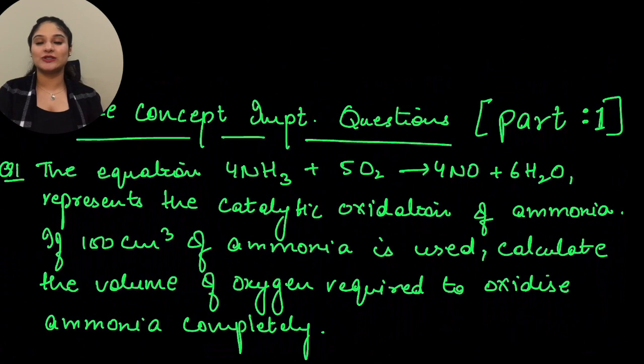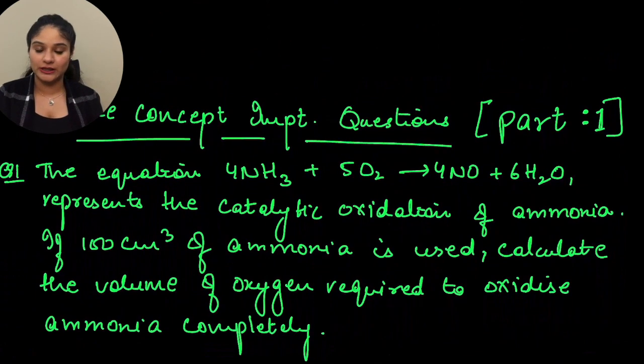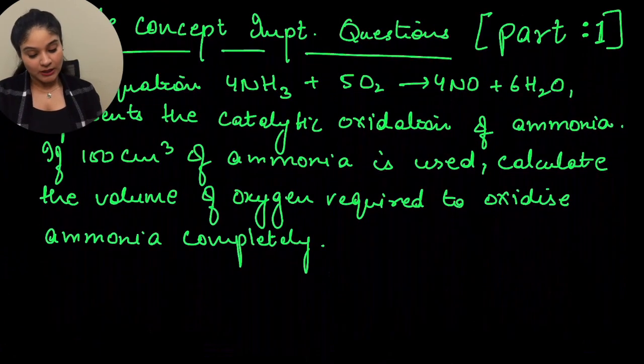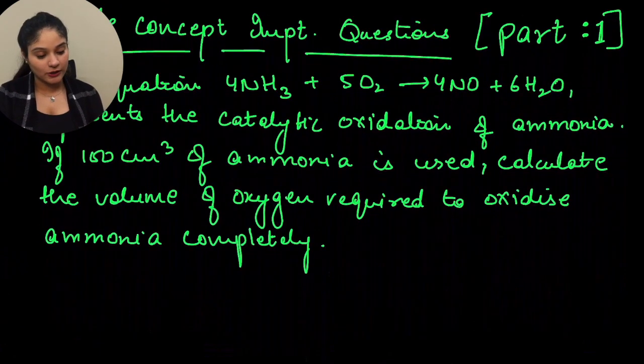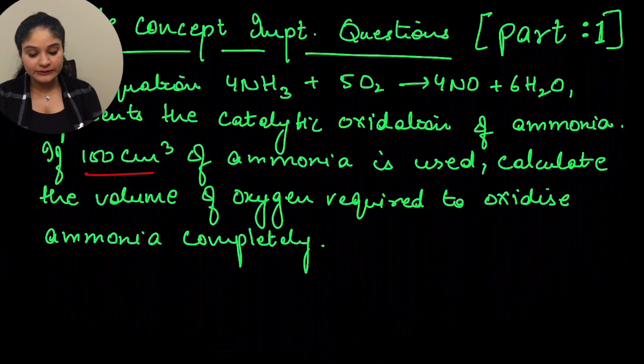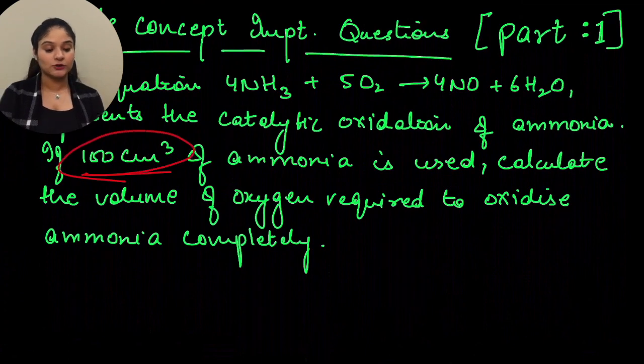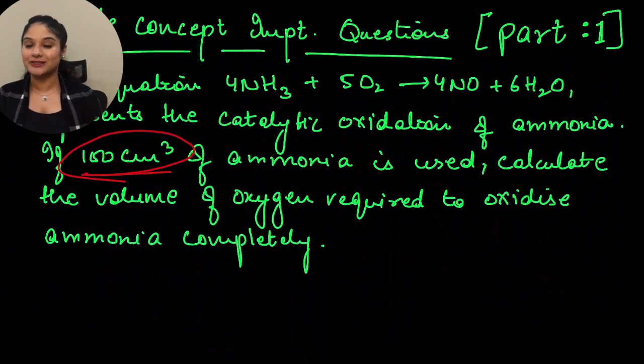So the first question says the equation 4NH3 plus 5 oxygen will give you 4NO plus 6 H2O. This represents the catalytic oxidation of ammonia. If 100 centimeter cube of ammonia is used, calculate the volume of oxygen required to oxidize ammonia completely.